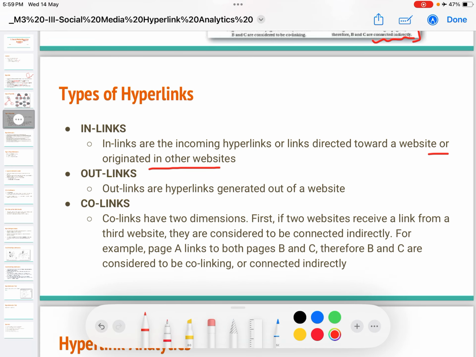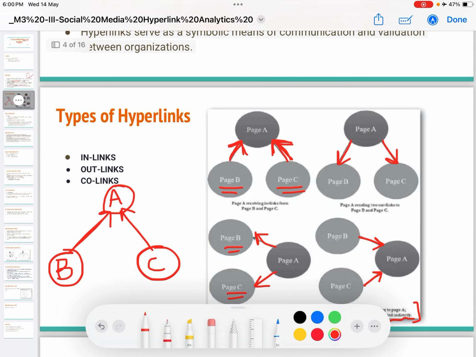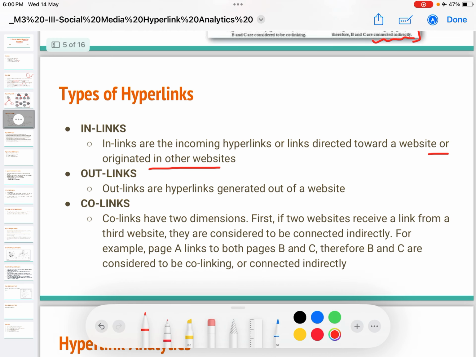Outlinks are hyperlinks generated out of a website. So they are generated out of page A. This is called an outlink.